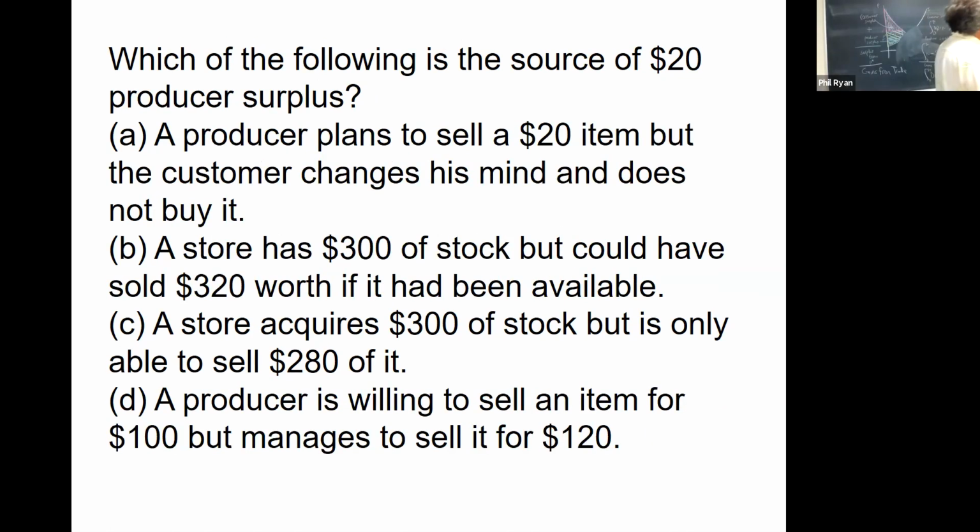Okay, which one of these is the $20 of producer surplus? D? Yep, exactly. That's exactly what producer surplus is. It's kind of like extra money. They were willing to sell it for $100, but were able to sell it for $120. So it was $20 of surplus beyond their expectations. That's what we mean by producer surplus. Again, all these other things are not it.